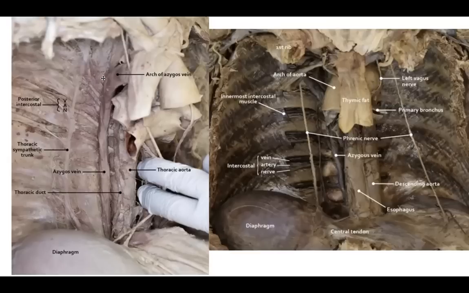As well, here we can see the azygos vein and the arch of azygos, and it's draining into the structure right here, which is the superior vena cava. As well, we can see right here, this large vessel is the thoracic aorta. And right beside this, a tiny little structure, which is barely visible, is the thoracic duct. Okay.